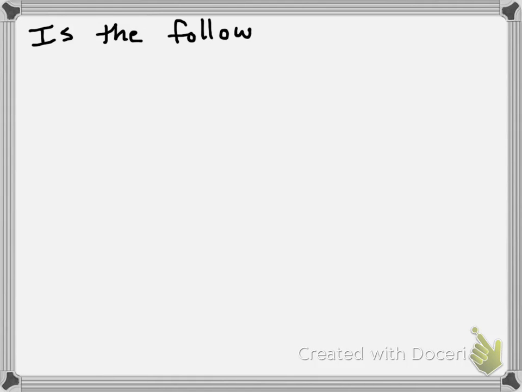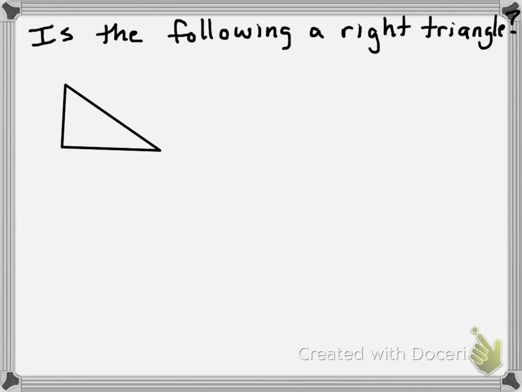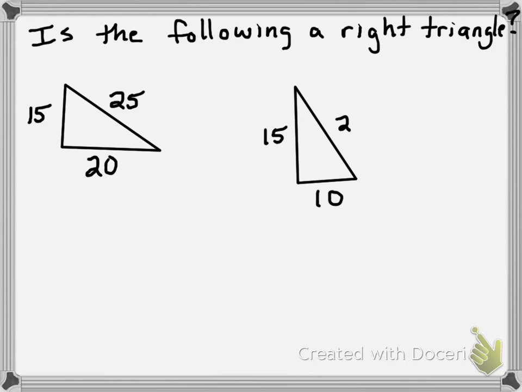Alright, so now let's see if you can identify whether or not a triangle is a right triangle. Here's two triangles with the lengths, and you need to figure out whether they are right triangles or not. Alright, so looking at the first one. Okay, again, if it's a right triangle, then my Pythagorean theorem will work.